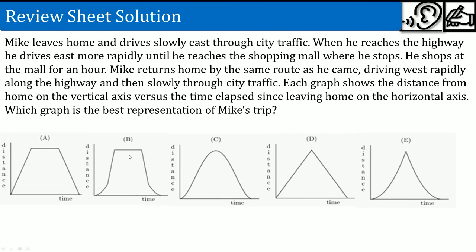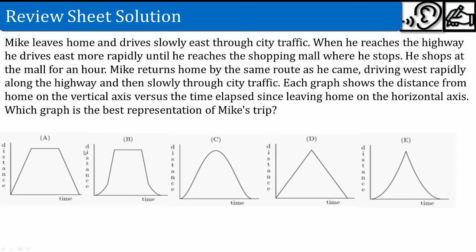Last one, Mike leaves his house and drives slowly east through the city traffic. When he reaches the highway, he drives east more rapidly until he reaches the shopping mall where he stops. He stops at the mall for an hour. Mike returns home by the same route as he came, driving west rapidly along the highway, then slowly through the city traffic. Each graph shows the distance from home on the vertical axis versus the time elapsed since leaving home on a horizontal axis. Which graph is the best representation of Mike's trip?